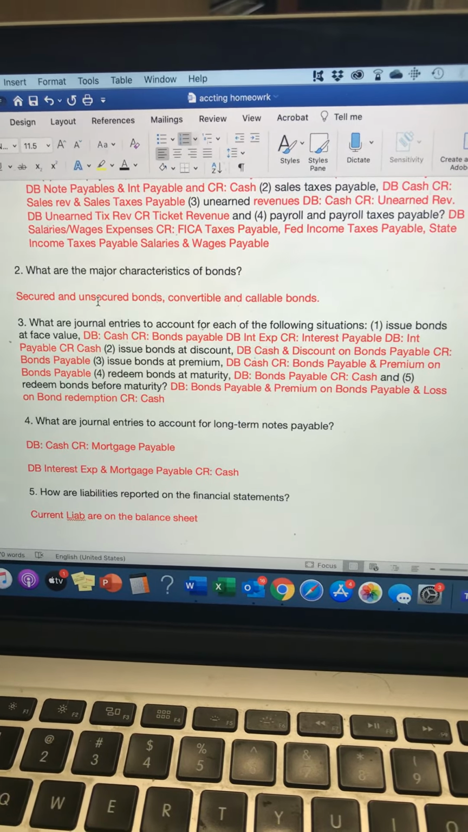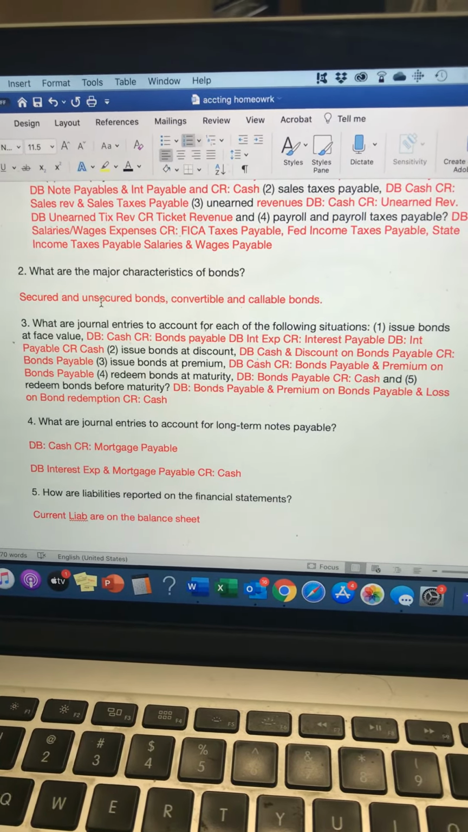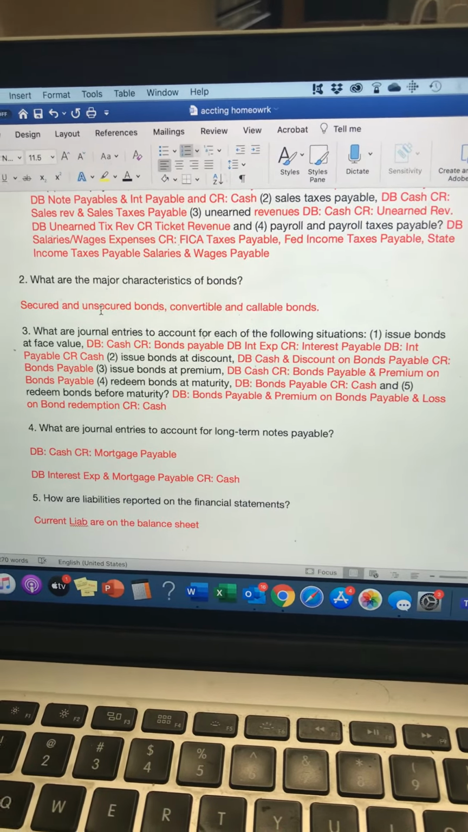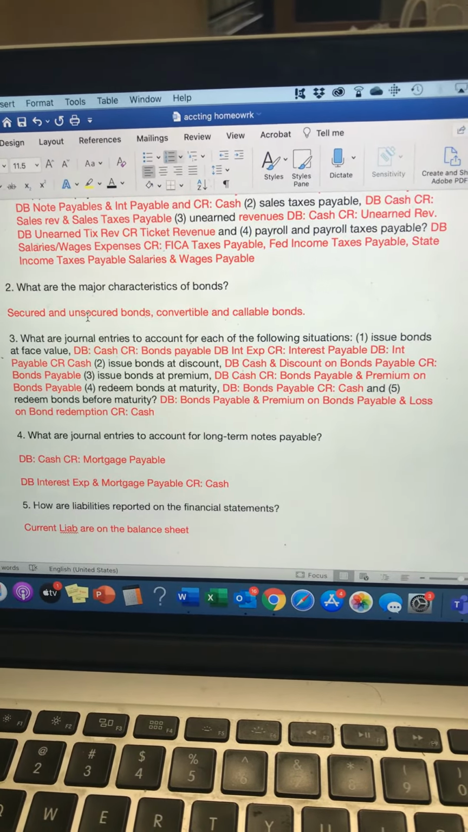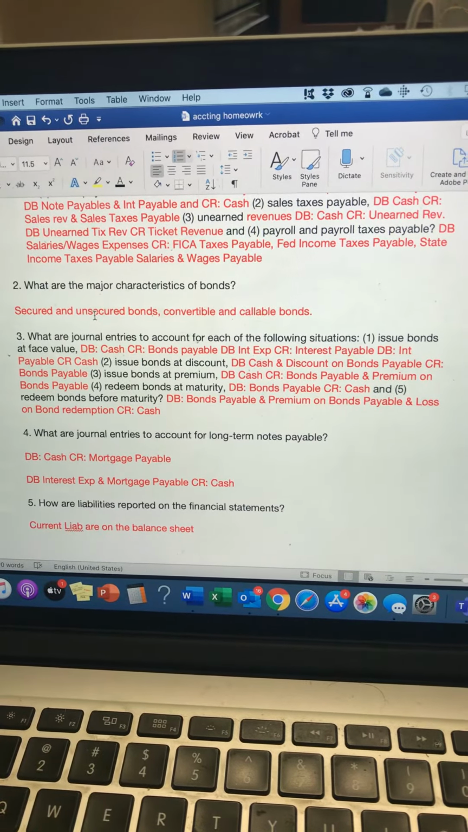And for unearned revenue, you debit cash and credit unearned revenue, then you debit unearned revenue and credit ticket revenue. And then for payroll and payroll taxes payable, you debit salary and wages expenses, and credit all the different taxes payable.